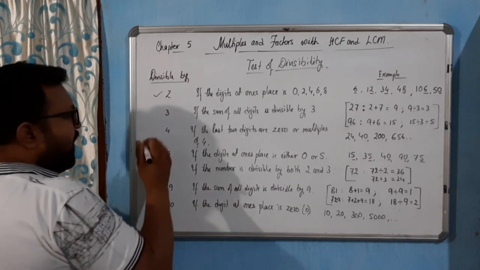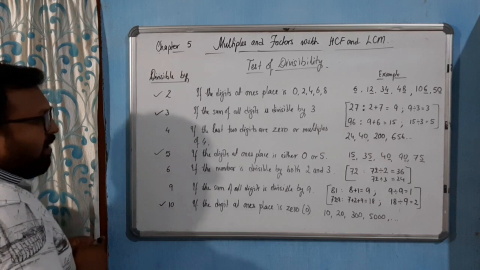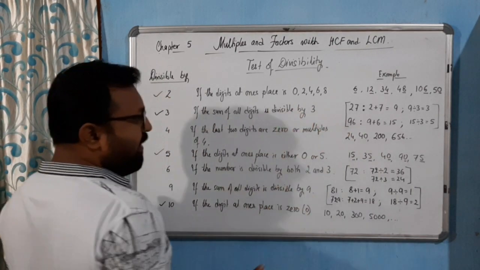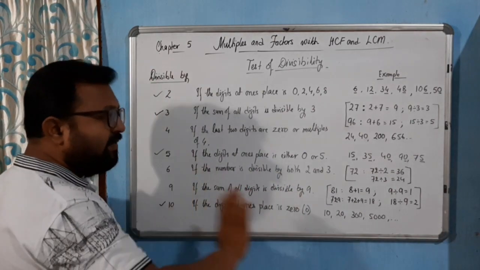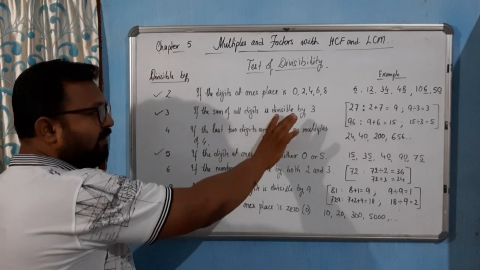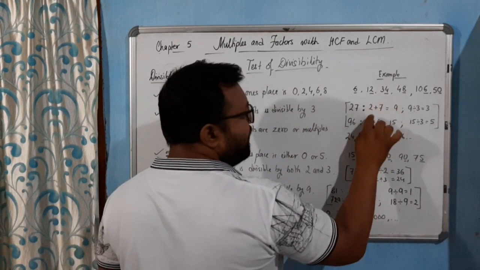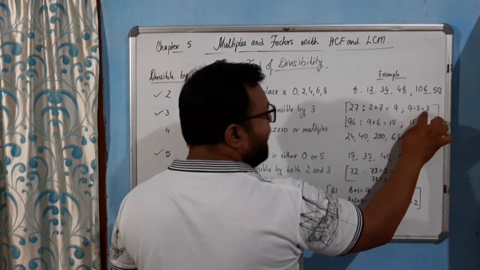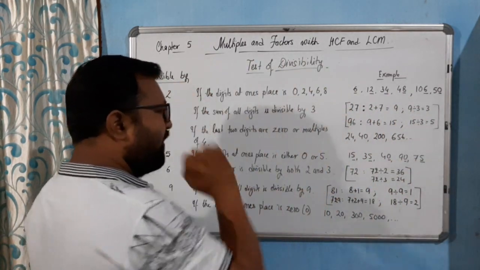Now come to the 3 and 9. In 3, if the sum of all the digits is divisible by 3, or you can say a multiple of 3, then you can divide that number by 3. See, 27. Confused? Add these two numbers: 2 plus 7 gives you 9. So 9 is divisible by 3. You will get 3. Or 9 is a multiple of 3. So 27 is divisible by 3.